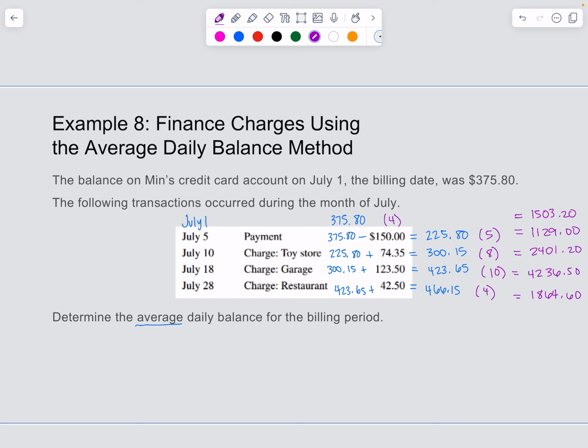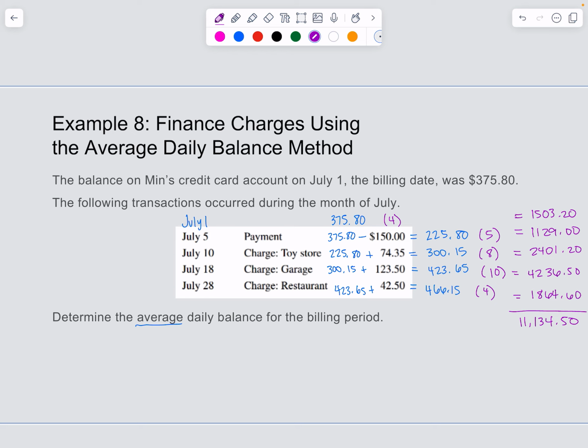And we add them all up because remember, we're finding the average. So what we did here is we're adding 375 plus 375 plus 375 plus 375, 4 of them, plus 225 plus 225, 5 of them. So instead of adding each of these individually, I multiplied them all by how many times there were. Then we add these all up. This is our numerator in an average. $11,134.50. So that's our numerator.